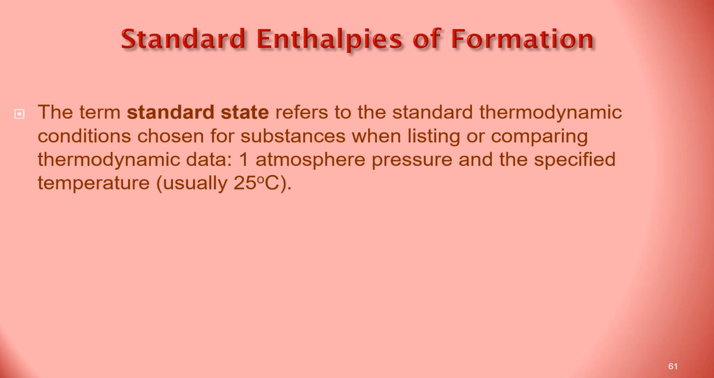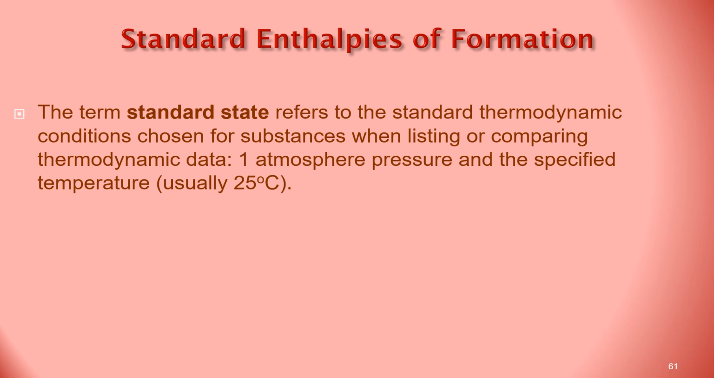So let's start with the term standard state. Of course, we could find delta H's for all kinds of reactions at all kinds of conditions. But in order to tabulate it, you want to have some restrictions and make it a little more usable. So standard state refers to the conditions chosen when putting them into this table of data. A standard state means that we're at 1 atmosphere pressure and the temperature is usually 25 degrees Celsius. So we'll call standard temperature 25 degrees Celsius or 298 Kelvin, and 1 atmosphere pressure.